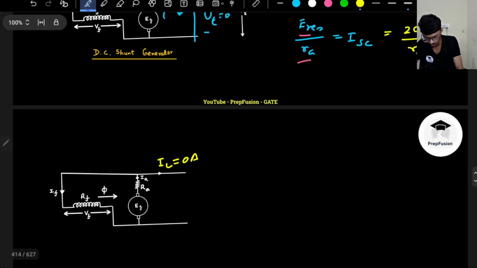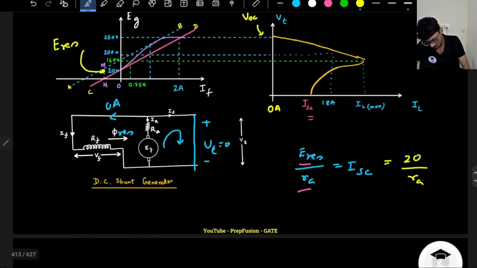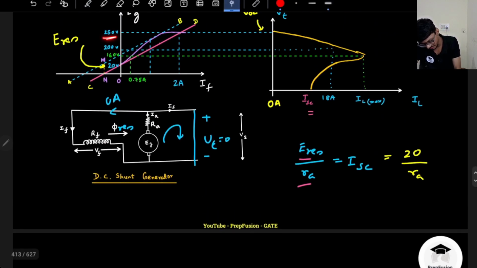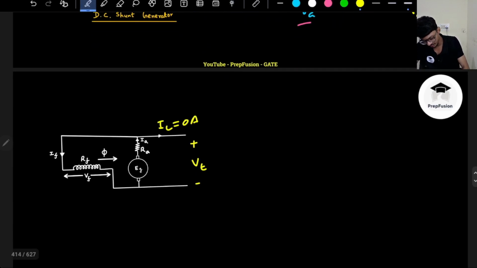And one thing we know, if IL is 0 amperes, this is my VT, right? And correspondingly, they have given me the corresponding EG value. What is the corresponding EG value? So what is VT equal to? Actually, VT is equal to 250, or EG plus IA RA.